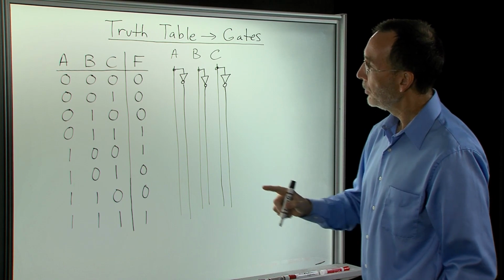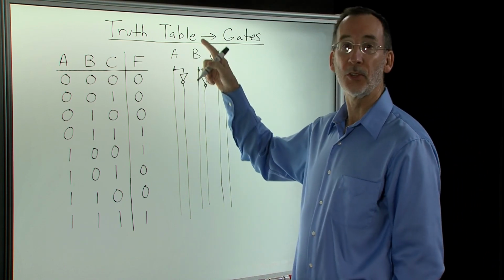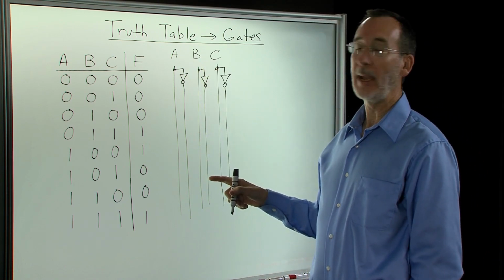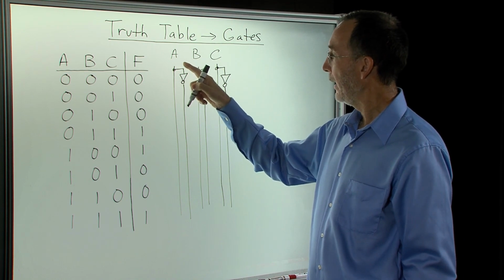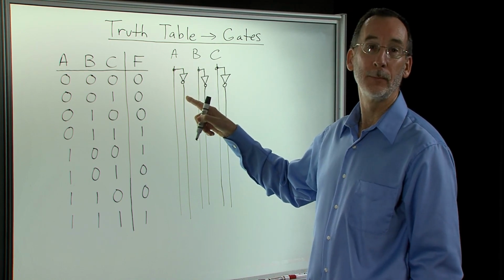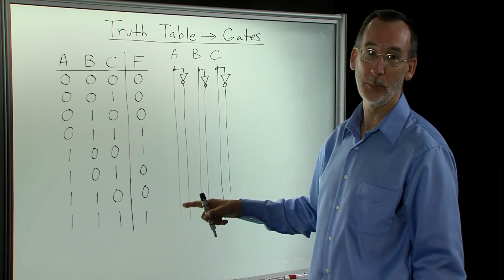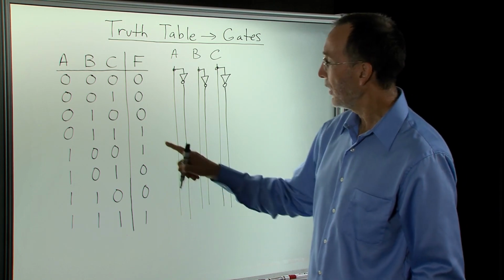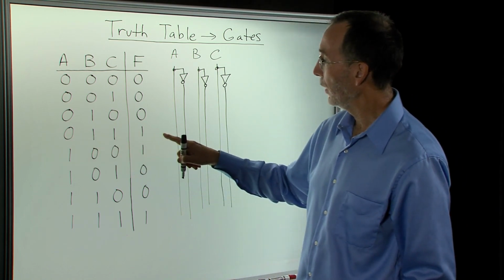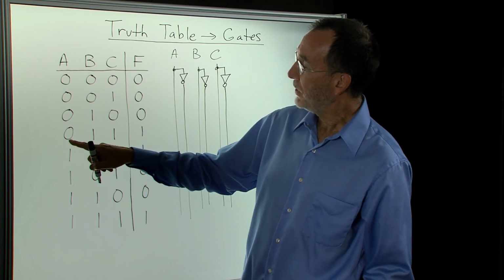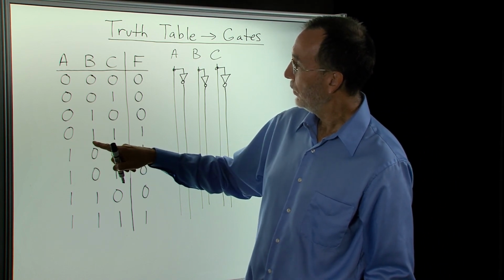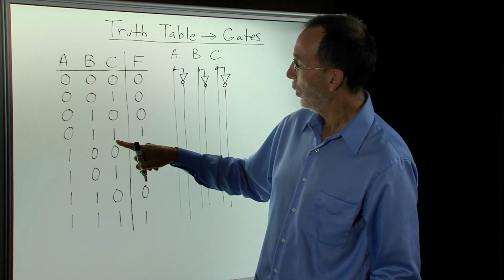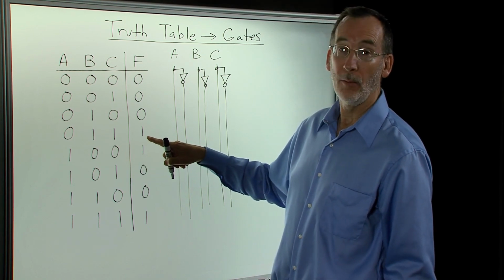Okay, so now I have the true value of A available as well as its complemented value. So when A is 0, then this is going to be a 1. And obviously if A is 1, then this is going to be a 1. Okay, so let's look at this first row here. We have a 1. So when A is 0 and B is 1 and C is 1, then I will have a 1.